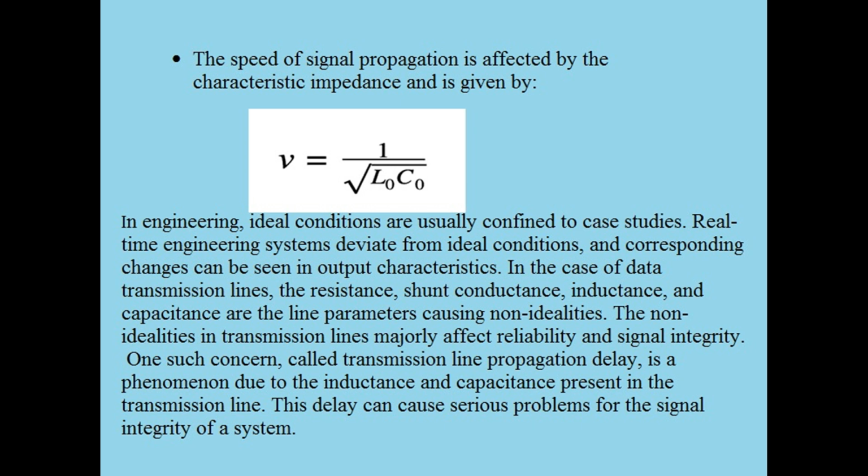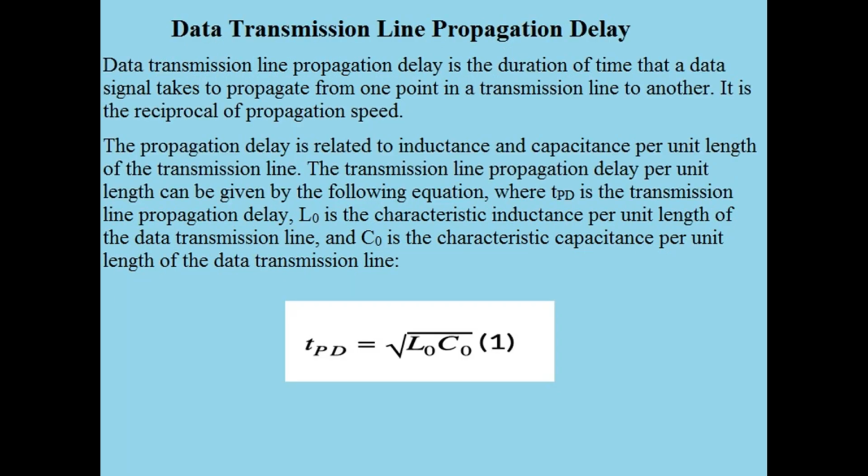One such concern, called transmission line propagation delay, is a phenomenon due to the inductance and capacitance present in the transmission line. This delay can cause serious problems for the signal integrity of a system. Data transmission line propagation delay.